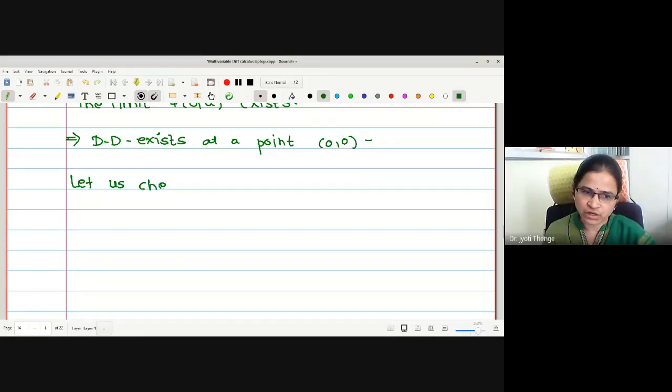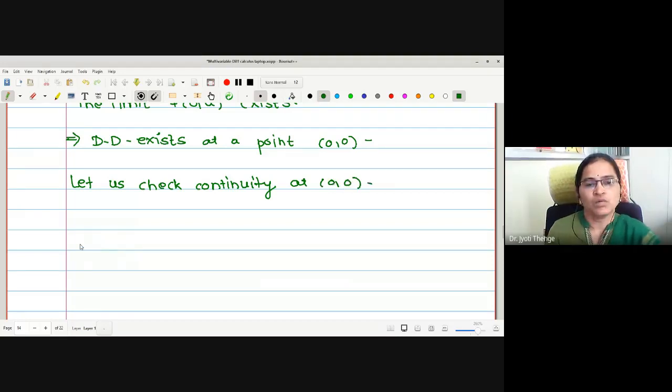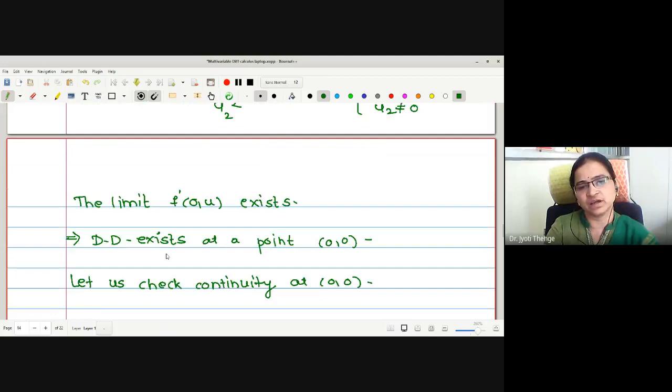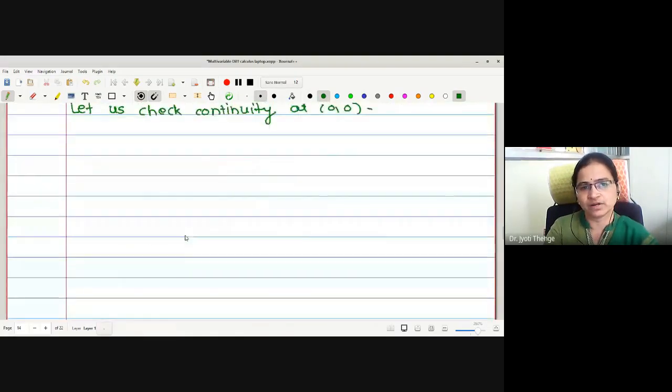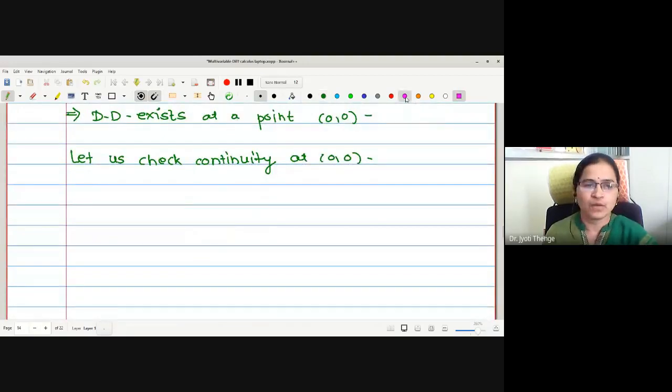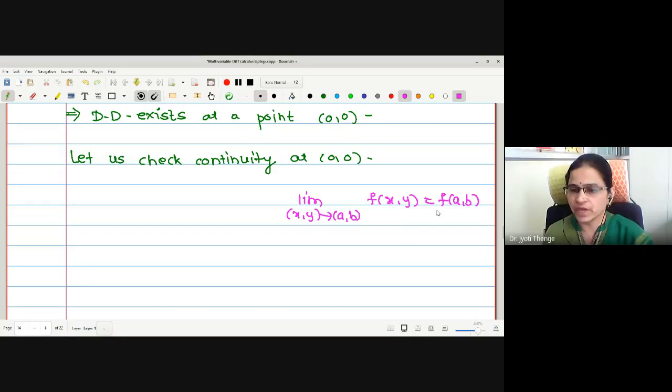Let us check continuity at the same point 0, 0. Let me just recall the definition of continuity. For a function of two variables, the limit as xy tends to a, b of f of xy must be equal to f of a, b.